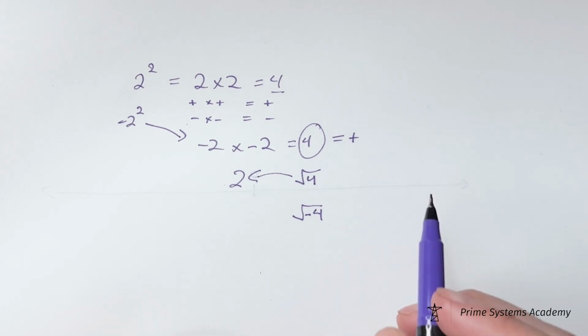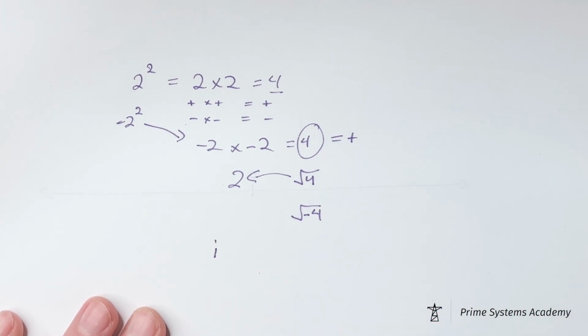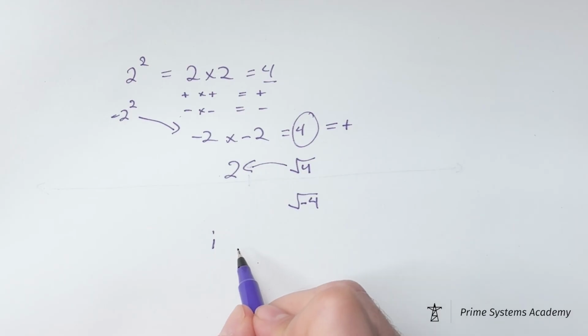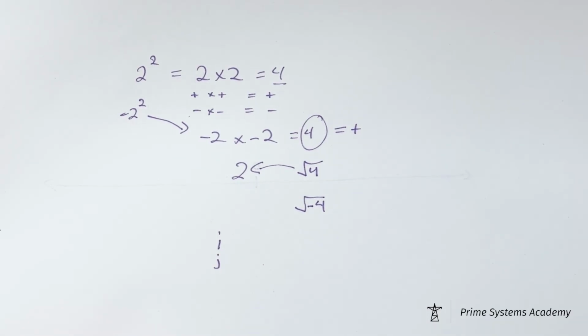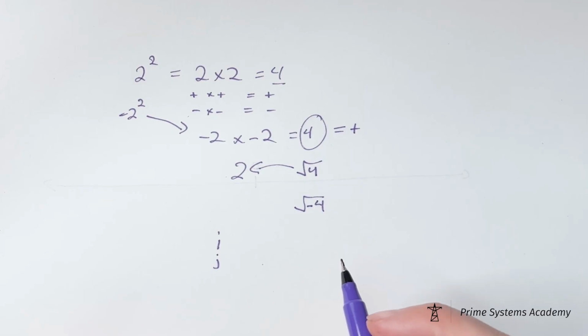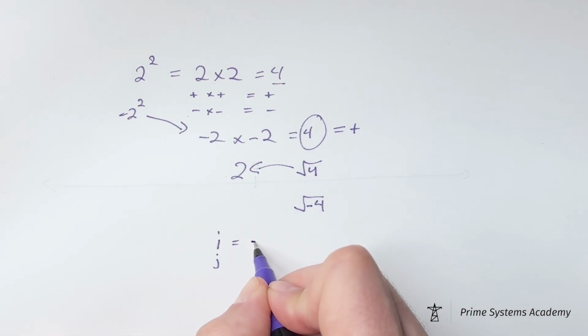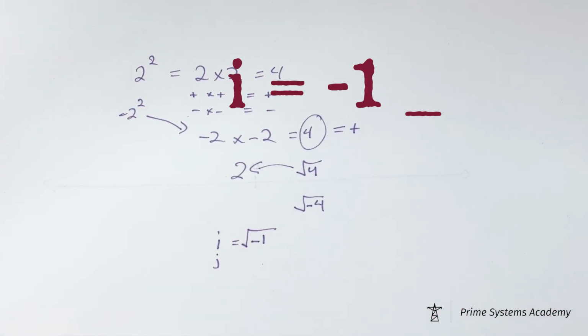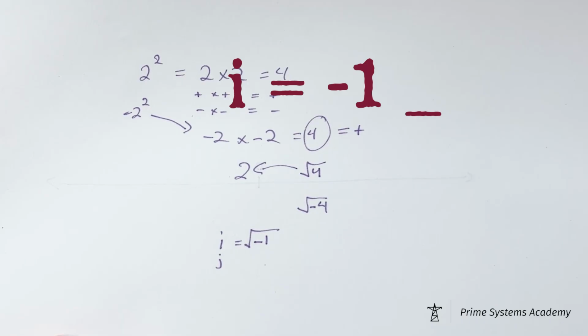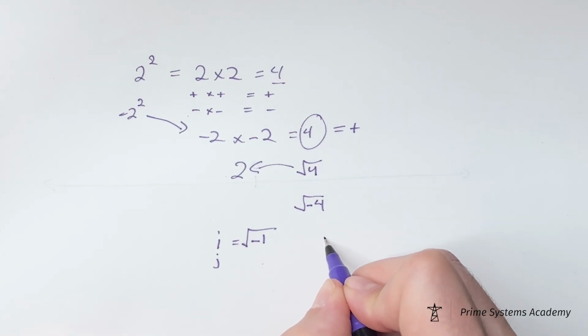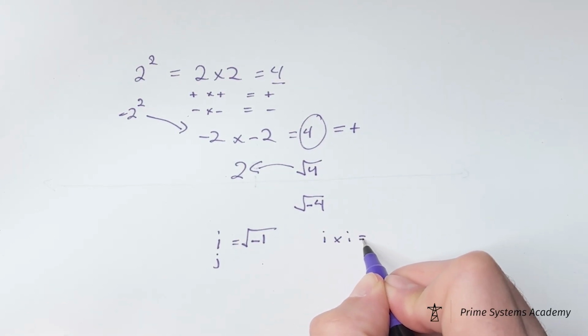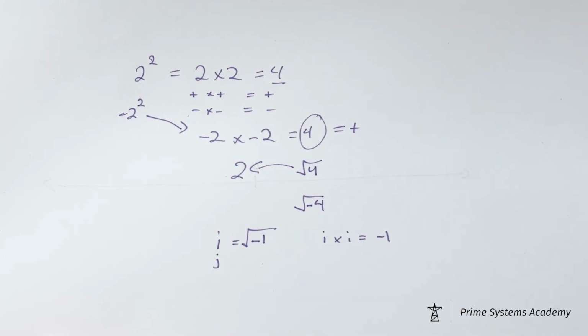So the imaginary unit. I is what we use, or sometimes you might see J, to handle square roots of negative numbers. Mathematicians created a new number called I, and this number is defined as the square root of -1. So I times I is equal to -1 in this instance.